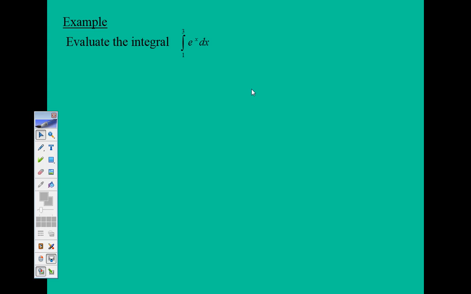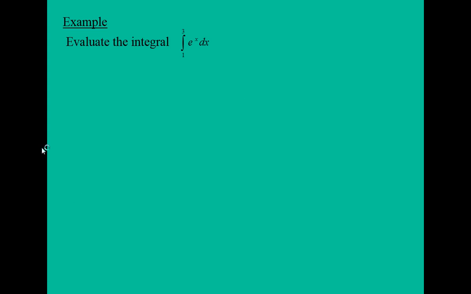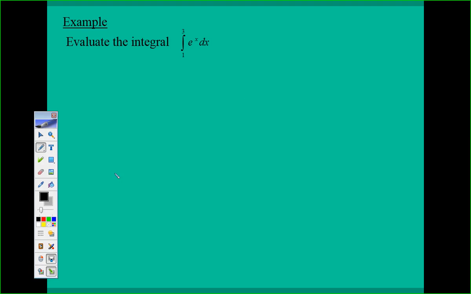Here's an example. Evaluate the integral of e to the x dx from 1 to 3. So we are going to evaluate this integral by using the fundamental theorem. And the fundamental theorem says if we have an integral of e to the x dx, we are going to find the antiderivative evaluated at 3 minus the antiderivative evaluated at 1.